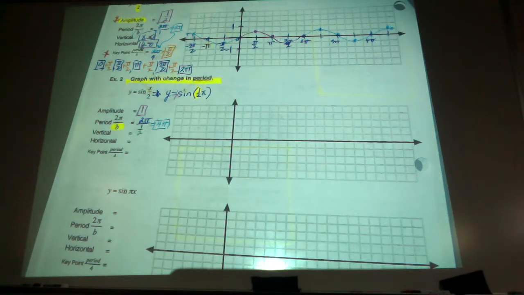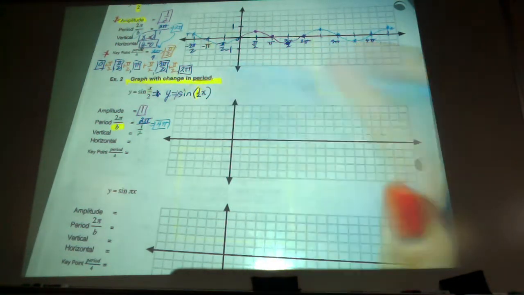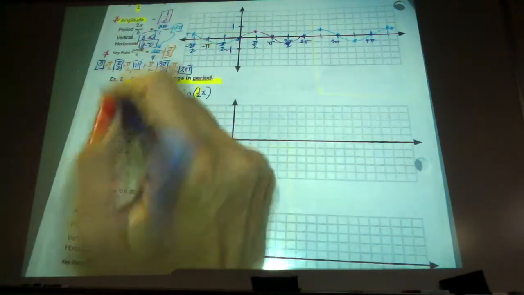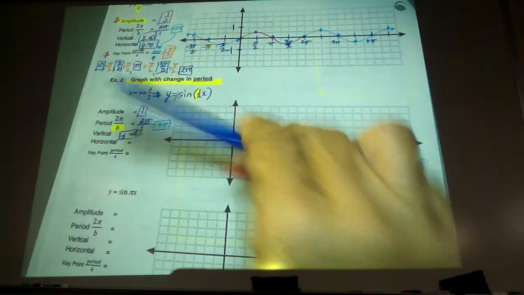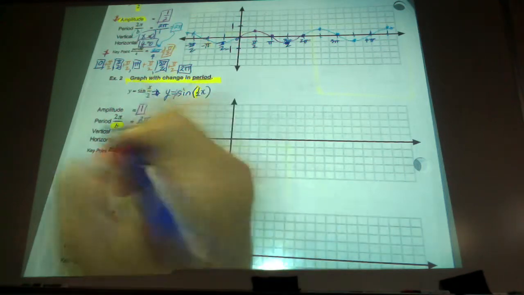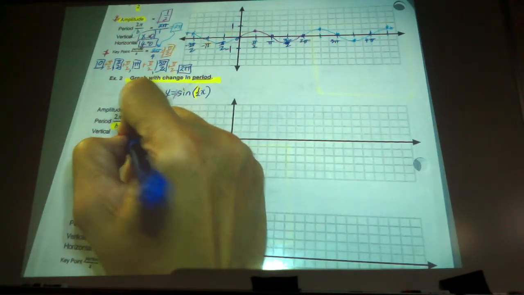True? Okay. Then do I have anything added to or subtracted outside or inside the function? Nope. So my vertical and horizontal axes don't change. So vertical is still x equals 0. And horizontal is still y equals 0. Those are 0.